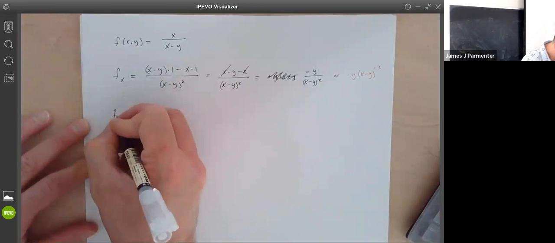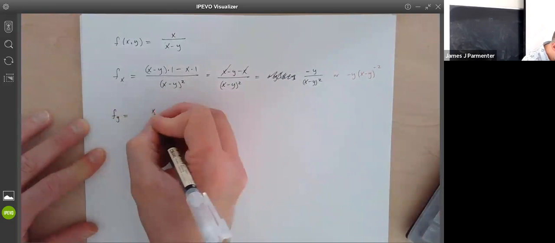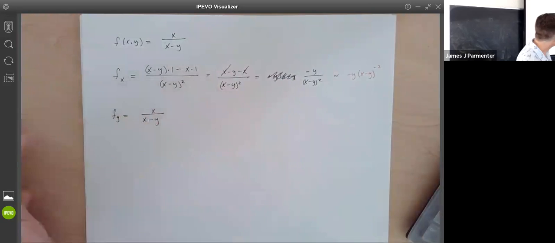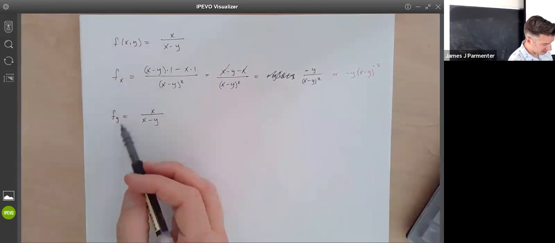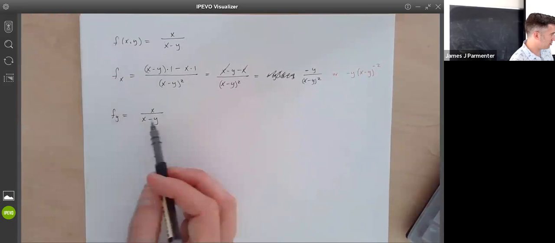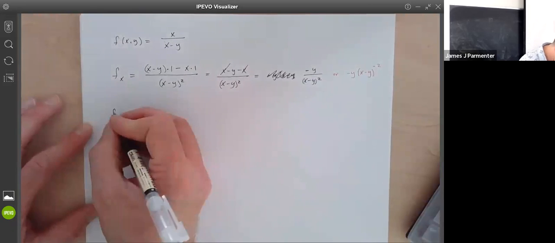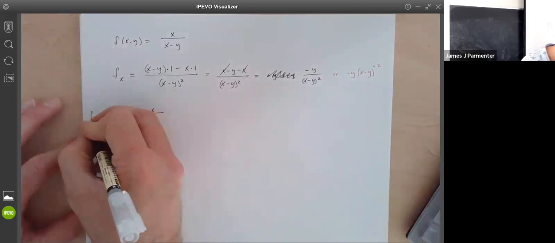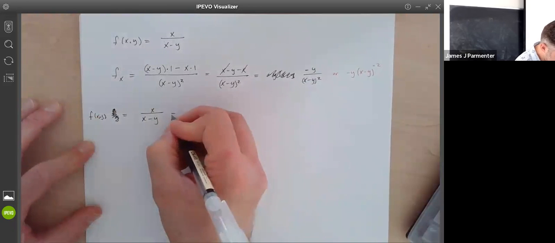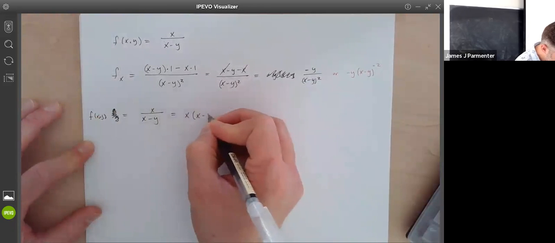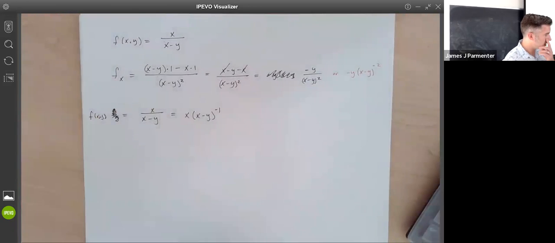Let's find the first partial with respect to y. This one, I really don't need to use the quotient rule here. So I wrote something kind of wrong here. That's not my first partial, that's the original function. I should have really written f of x y. I want to rewrite it as x times x minus y to the negative first, so that then I can just take the derivative using the chain rule.